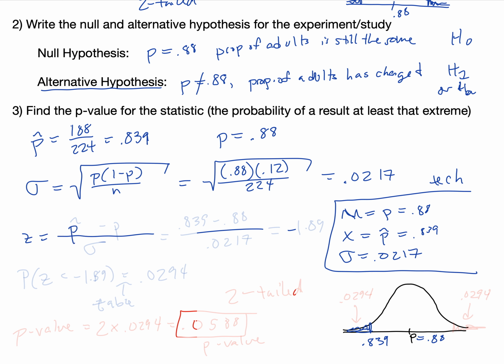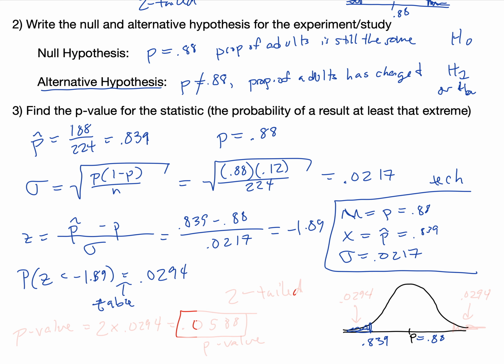Z is the sample proportion minus the expected proportion divided by the standard deviation. So here that's 0.839 minus 0.88 divided by 0.0217. So when you calculate that z-score out, you'll get a z-score of negative 1.89. And now we can use the table to find the probability that z is less than negative 1.89. So that's using the z-score table. That probability is 0.0294.